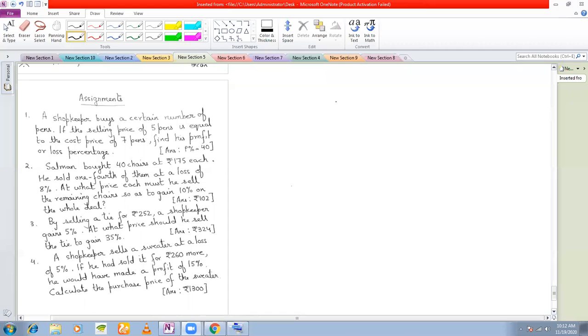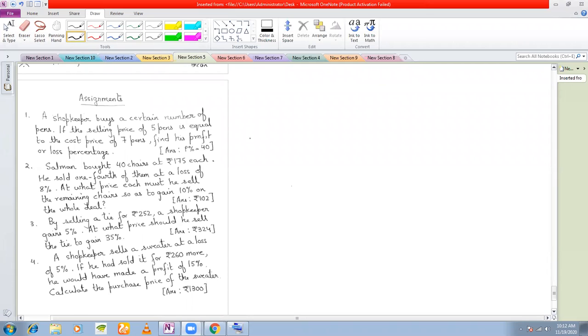The question here is, at what price must he sell the remaining chairs? How many chairs are remaining? Only 40 minus 10, 30 chairs are remaining. So at how much price should he sell the remaining 30 chairs to gain 10% on the whole deal? That means on the entire transaction, he must gain 10%. Okay, that is the question.